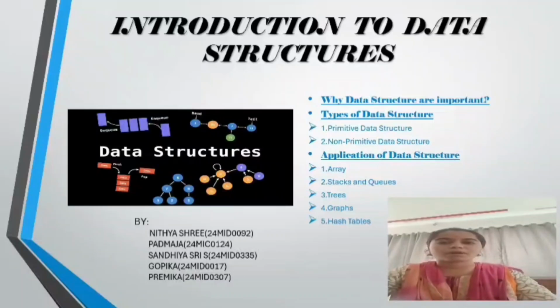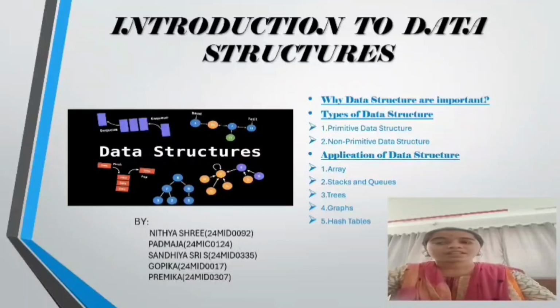And let's talk about the types of data structure. Data structures are of two types: primitive data structure and non-primitive data structure. Primitive data structures are the basic building blocks, and they include integer, float, character and boolean. The second type is non-primitive data structure, which is more complex, and is further categorized into linear data structure and non-linear data structure.